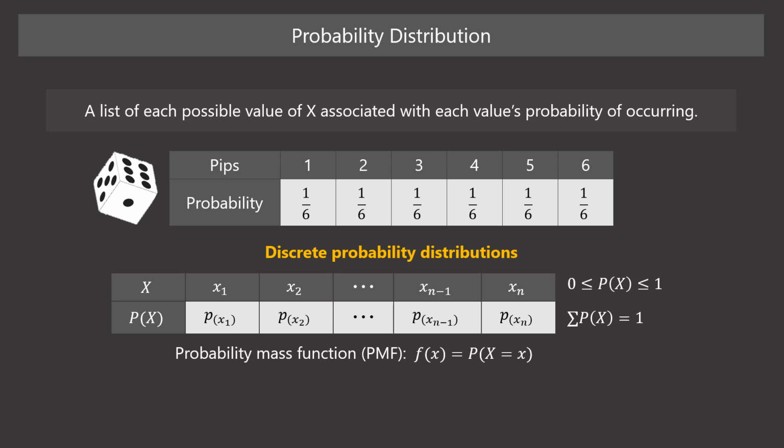Here, each value's probability of occurring must be between 0 and 1, and the sum of all the probabilities is 1. And a function f(x) that represents the probability that a random variable capital X takes a value of small x is called a probability mass function.